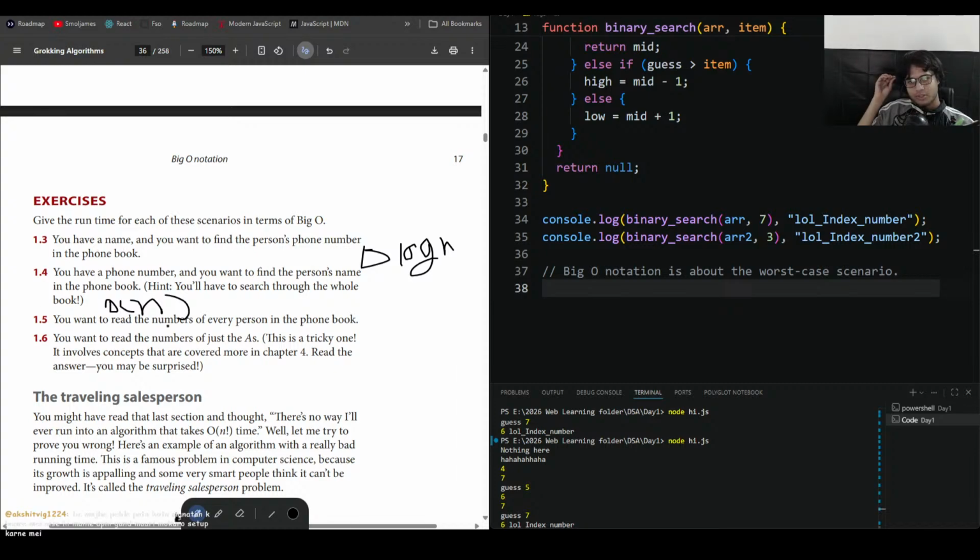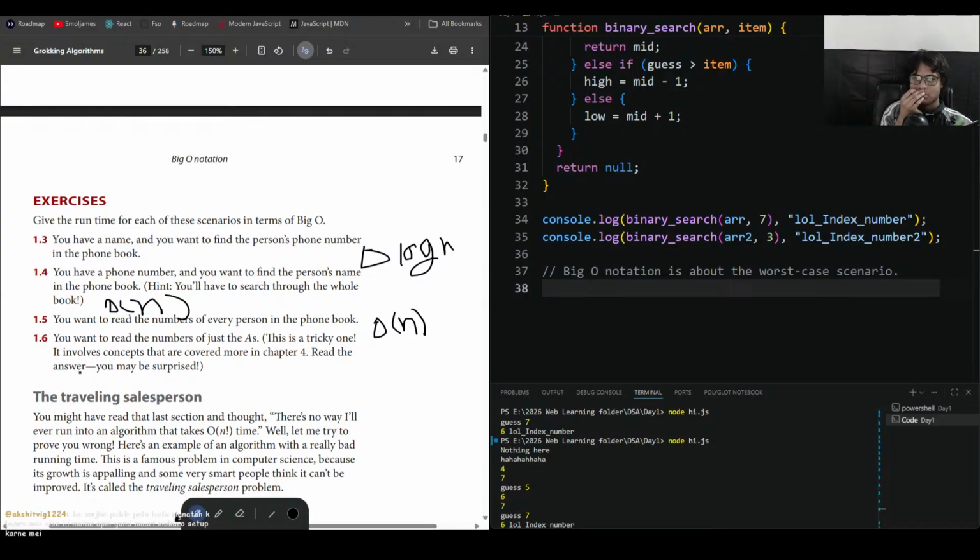You want to read the numbers of every person in the phone book. That's O(n). And you want to read the numbers of just the A's.